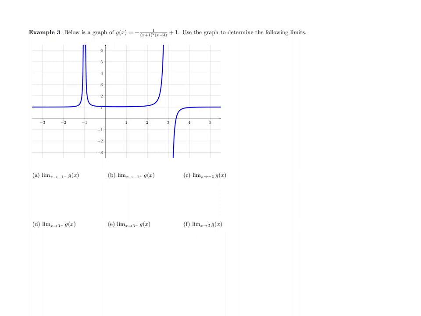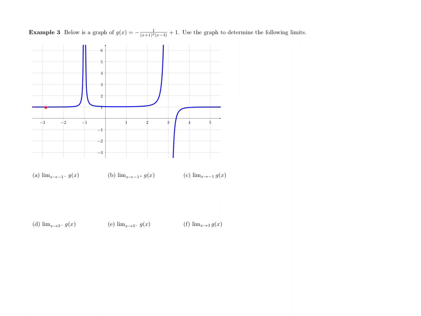In example 3, we'll see another case where a limit does not exist. I have the function g of x, and it's a rational function, and I've graphed it here. I want to figure out what these limits are equal to. Let's start with this one. What is the limit as x approaches -1 from the left of the function g of x? What this is saying is you look at -1 and you only consider this side of the function. We want to see what is happening to the y values of the function g.